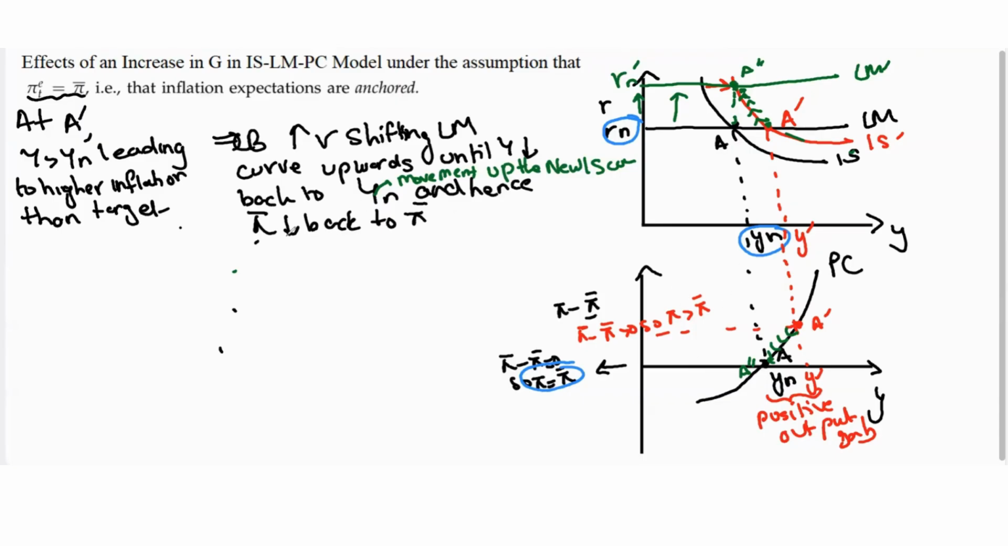And hence pi decreases back to pi bar, and this is movement down the Phillips curve, right? Movement down the PC. Now, if the central bank does not react, inflation expectations will de-anchor, right? Now, why is it important the central bank reacts?